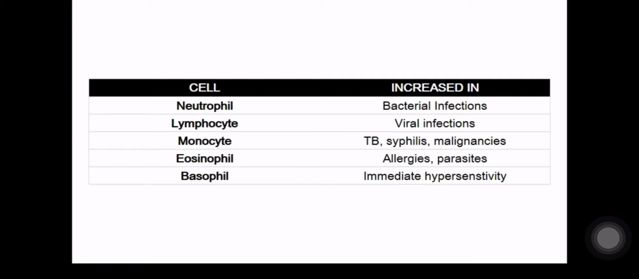The basics, right? Neutrophils are increased in bacterial infections. We know that lymphocytes are increased in viral infections, monocytes in TB, syphilis, and malignancies. Eosinophils are increased in allergies and parasites, and basophils in immediate hypersensitivity.